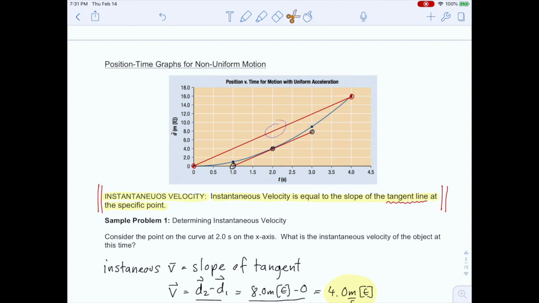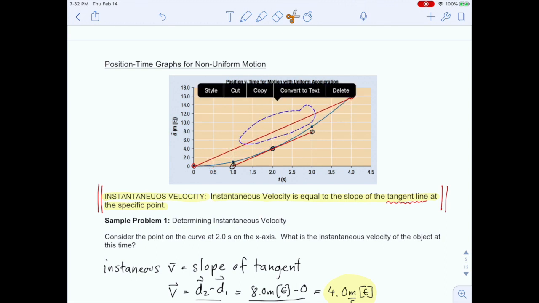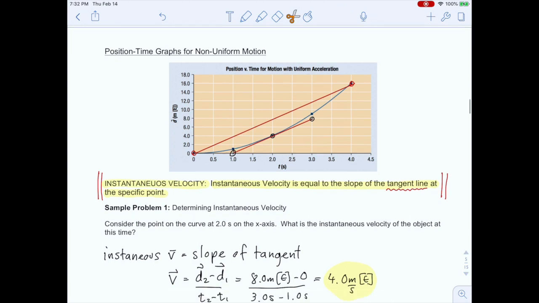Take a look at the line joining 0 to 4 seconds. If you compare it to the line we drew at t equals 2.0 seconds, you'll notice that they are parallel. It means they have the same steepness or slope. If they have the same steepness or slope, then we can say that they have the same velocity. So the average velocity over the interval 0 to 4 is equivalent to the instantaneous velocity at the midpoint of that interval, t equals 2.0 seconds. In fact, this is a general rule for all motion with uniform acceleration.